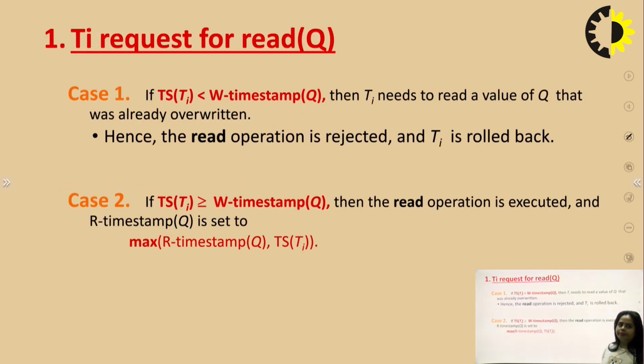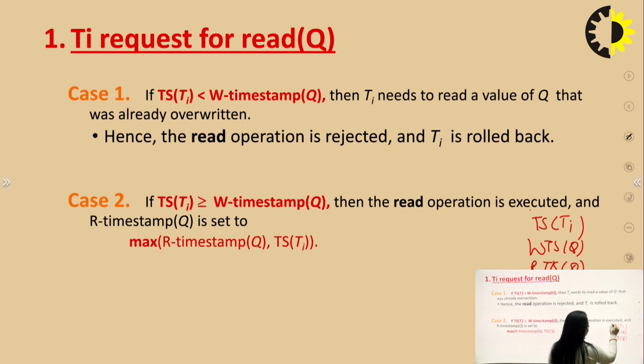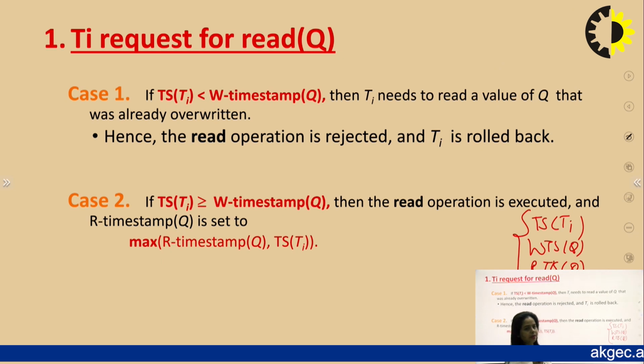Consider case number 1, that is, Ti requests read Q. Here two further cases arise. We have three timestamps now: the timestamp of Ti, which is requesting the read or write operation, the write timestamp of Q, and the read timestamp of Q. The first case: if the timestamp of Ti is less than the write timestamp of Q, what do we have to do in such a situation? Let's take an example.